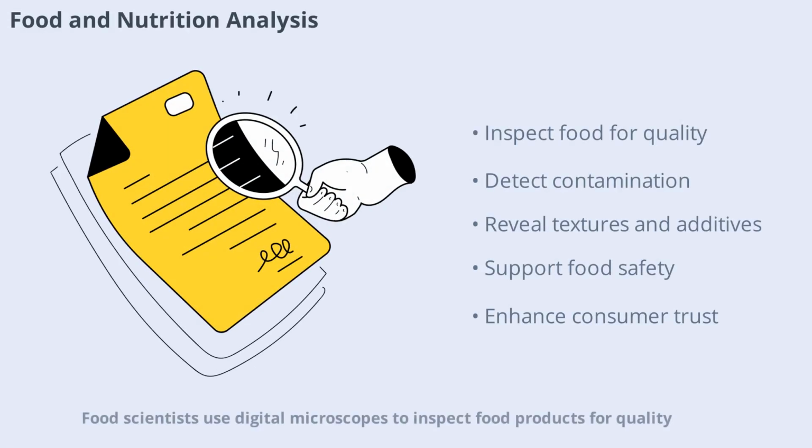Food scientists use digital microscopes to inspect food products for quality, contamination, and nutritional content. Magnified images reveal textures, additives, and potential hazards. Documenting these findings supports food safety and quality control. The ability to share images with colleagues and regulators enhances transparency and consumer trust in the food industry.